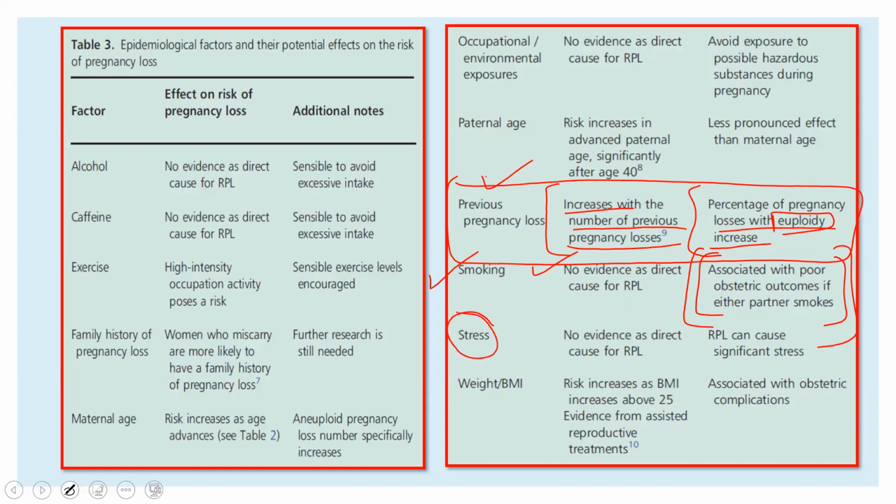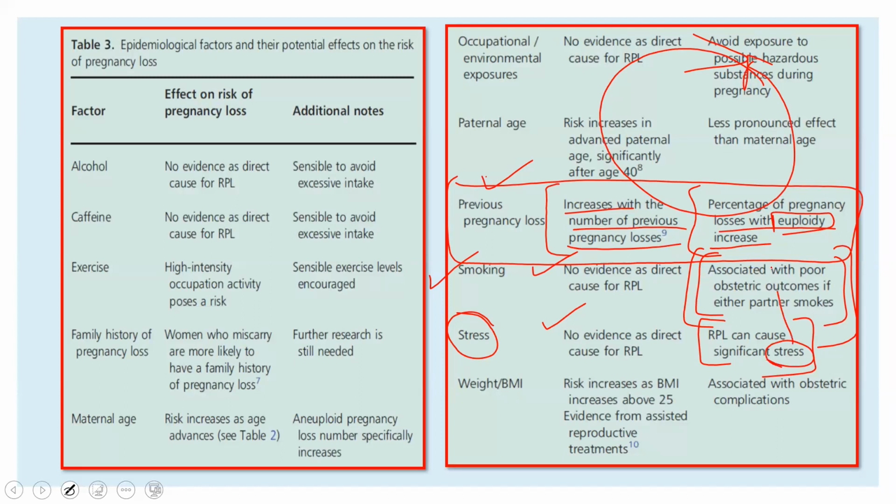Okay, then what about stress? They say there is no evidence of it being a direct cause of recurrent pregnancy loss. However, recurrent pregnancy loss can cause significant stress. They are proportionately associated with each other, because if a woman is having consecutive miscarriages, of course it will increase the stress significantly.